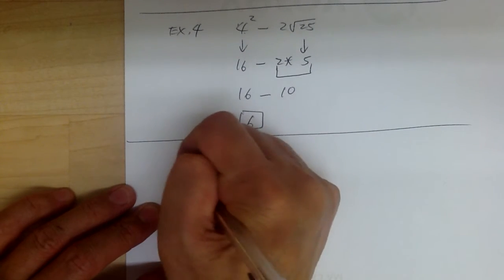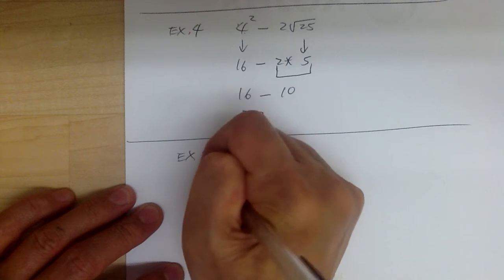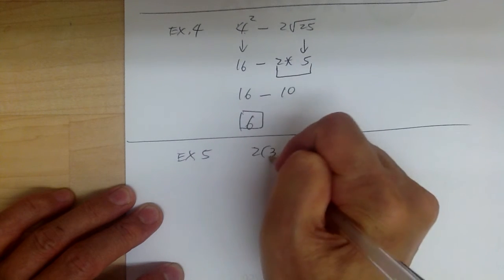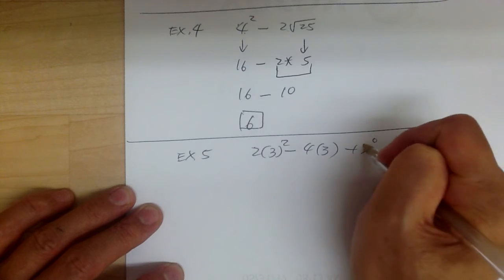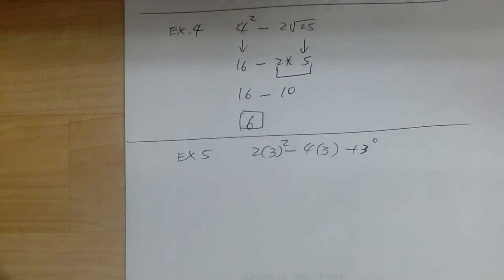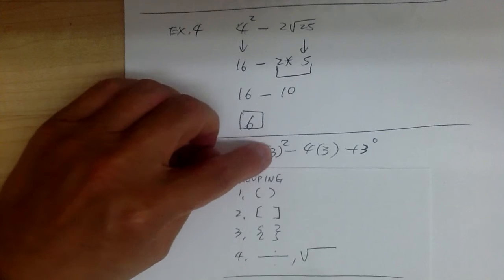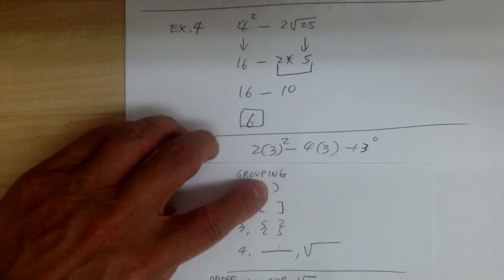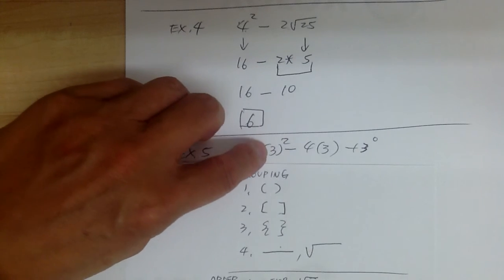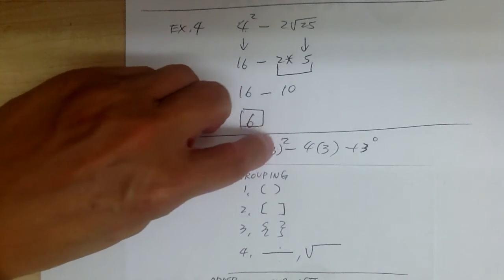Okay, let's go to example 5. So you've got 2 times 3 squared minus 4 times 3 plus 3 times 0. Again, first you go through this, right? Again, this is not grouping. Grouping means more than one number, you need to have at least 2 numbers. So this one just tells you that this is multiplication of that.